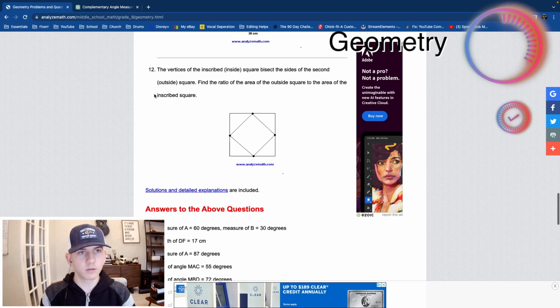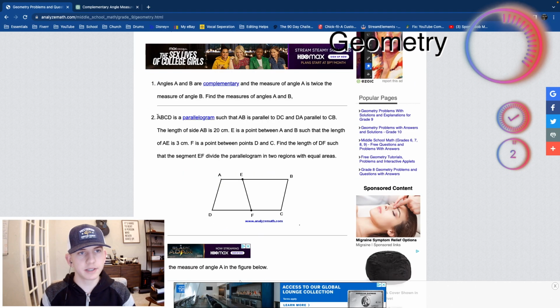Moving on to the second question, which is this. A, B, C, D. Let's see. So there's a photo on the screen. I'm going to see if ChatGPT can solve this problem without the photo. So let's see.